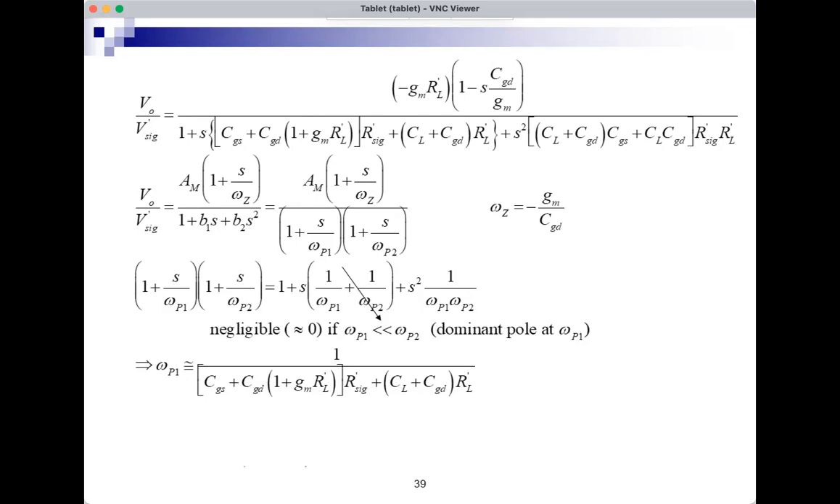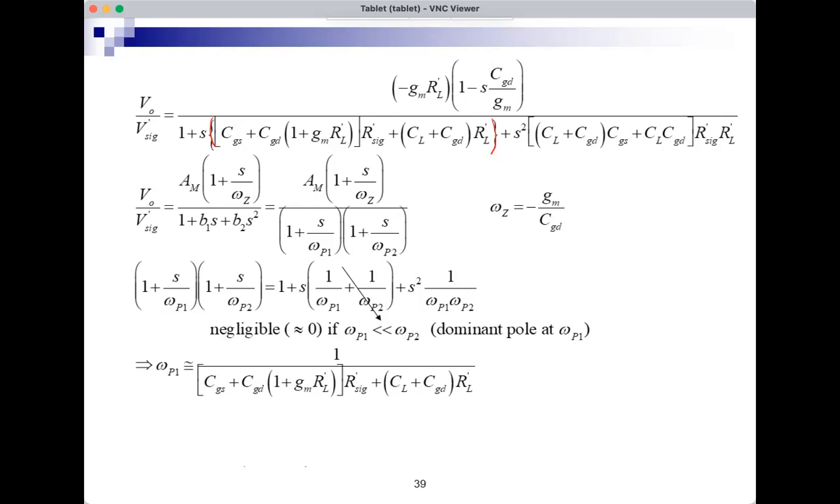Then the value of b1 times s would be 1 over omega p1 times s. And therefore, omega p1 is 1 over b1. So in the equation, this factor that multiplies s, if I take 1 over this quantity, then this would be a good estimate for the value of omega 3 dB, assuming that there is a dominant pole.